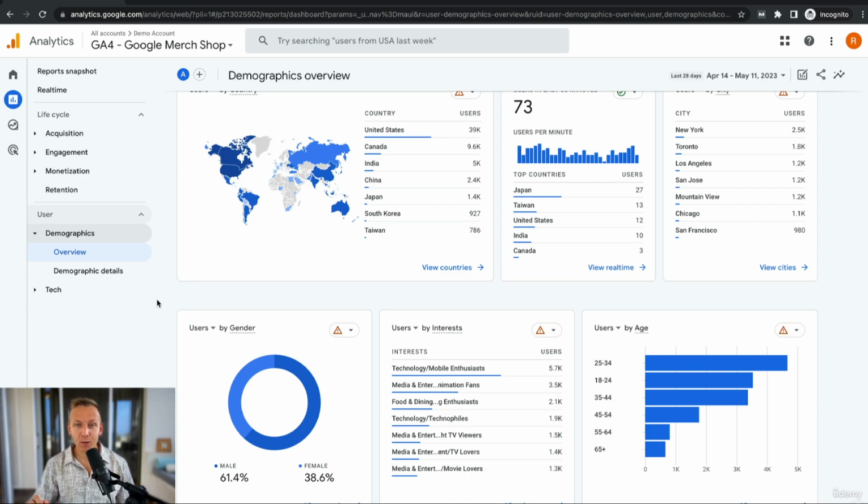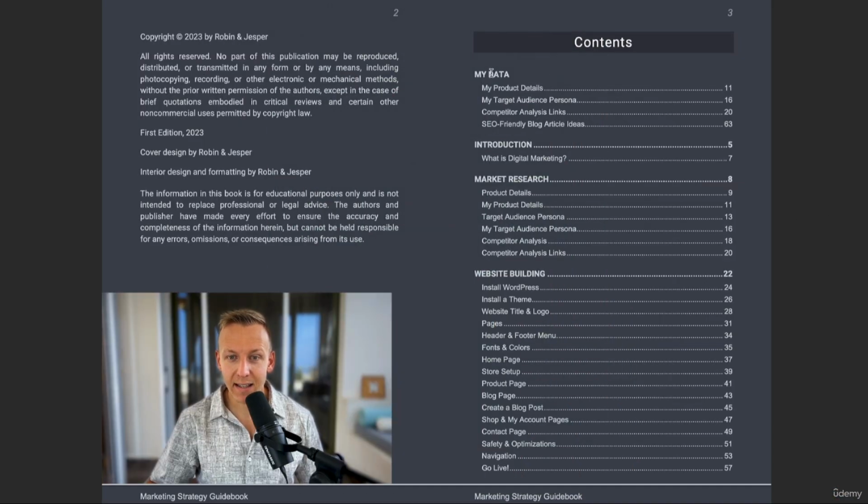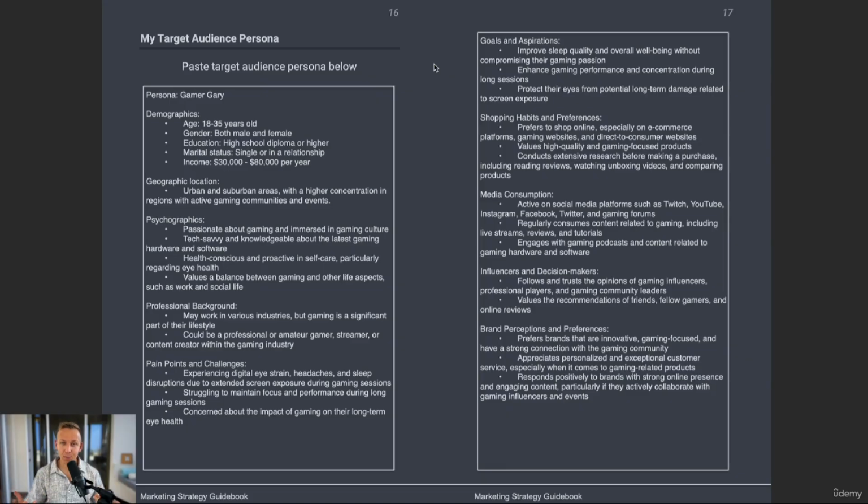So the first thing we want to do is look at our target audience persona. So we're going to move into our guidebook, move over to the My Data section, and then click on My Target Audience Persona. So for our product, which is selling blue light blocking glasses, our target audience persona is called Gamer Gary. Now the age range is going to be between 18 and 35 years old, and the gender is going to be both male and female. Now these are all assumptions, of course, created by ChatGPT.